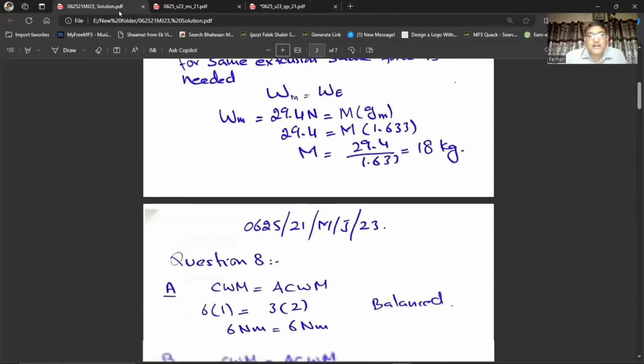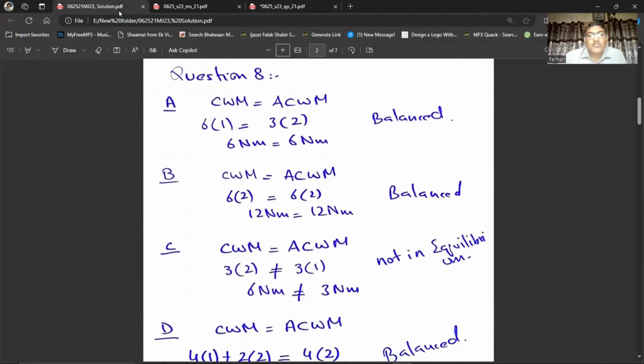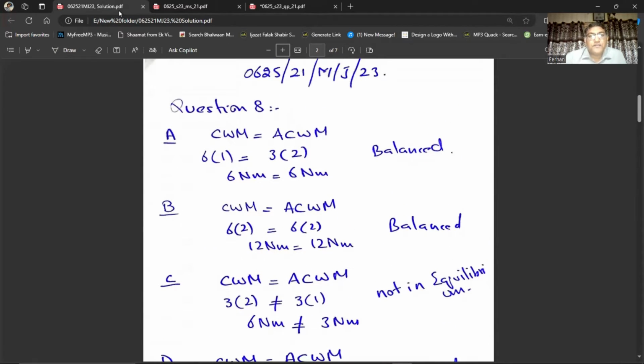So for the body A, the clockwise moment is equal to the anti-clockwise moment. 6 multiply 1 is 6 Newton meter, and 3 multiply 2 is 6 Newton meter. So this body is in equilibrium. For the body B, we are checking this. 6 multiply 2 is 12 Newton meter, and 6 into 2 is 12 Newton meter. So this body is also in equilibrium.